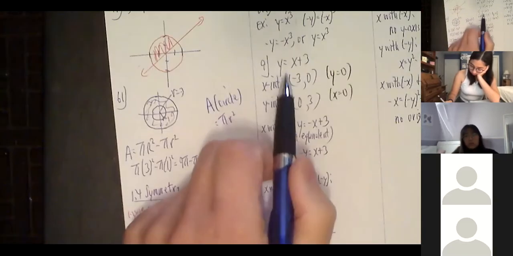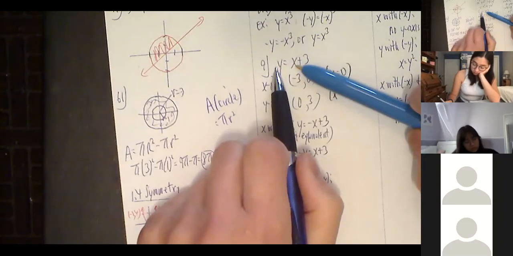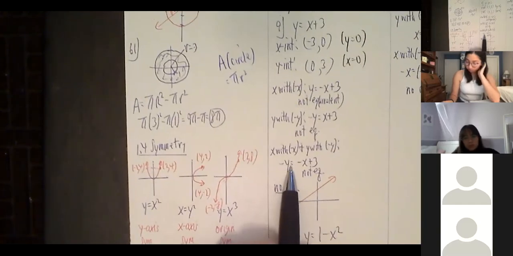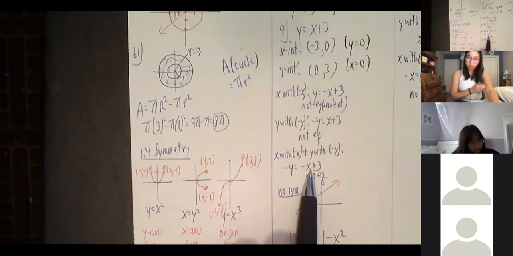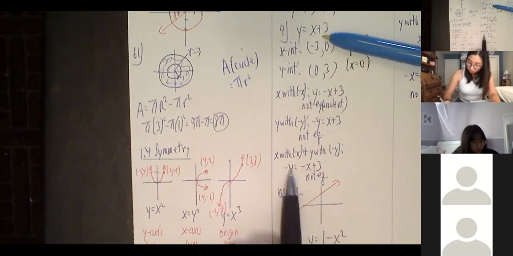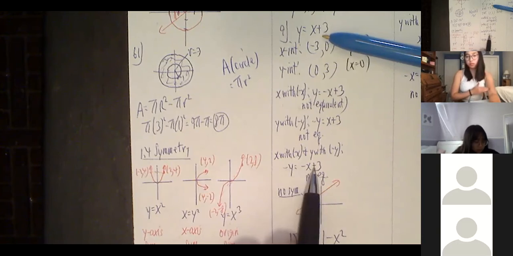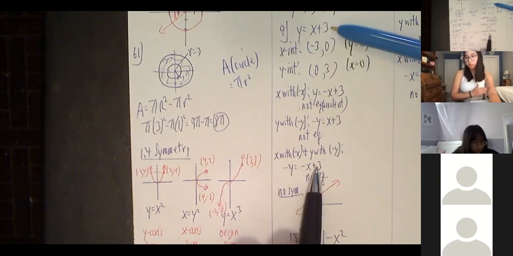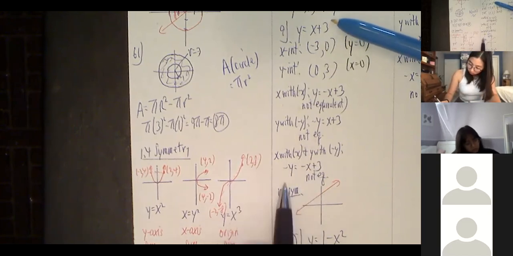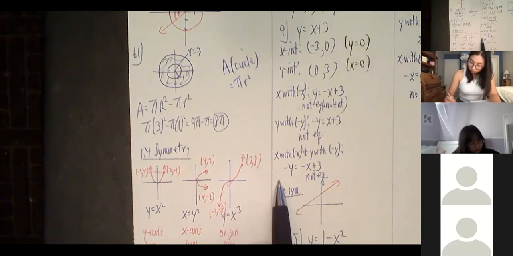That means back in the original, put -y here, put -x here. So -y equals -x plus 3. Is this equivalent to the original? The answer is still no. You might say, what if I multiply both sides by -1? If I multiply both sides by -1, that would be y, that would be x, but this would change to -3, right? And that's not the same as this. So they're not equivalent. So none of them are equivalent. So you end up with no symmetry. Okay, so the answer to this is no symmetry.